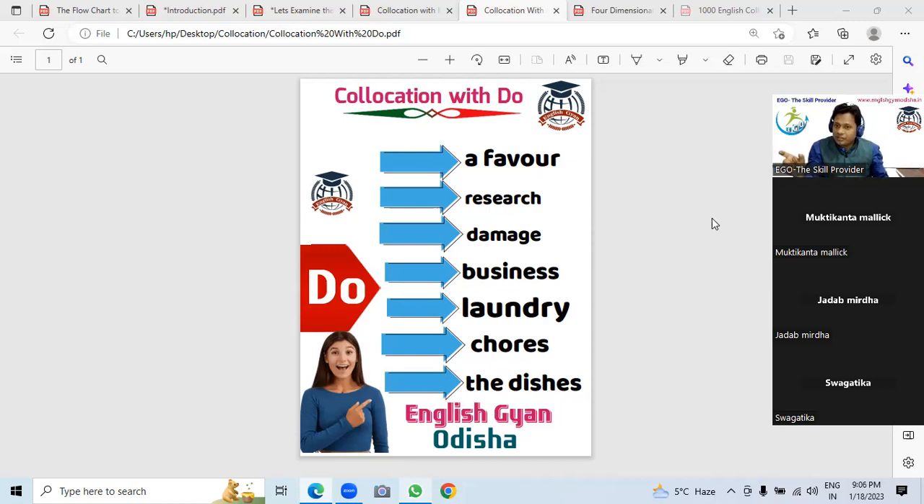So do damage means whenever your reputation in the market is going down, when your clean image is tarnished, then you can use something called do damage. Okay.